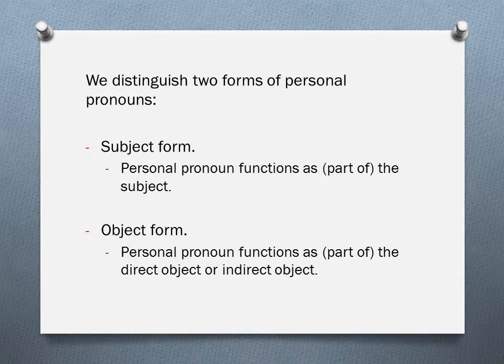As I mentioned earlier in this video, we distinguish two forms of personal pronouns, the subject form and the object form, and it might be a good idea to refresh your memory on basic sentence analysis. We use the subject form when the function of the personal pronoun in the sentence is the subject or a part of the subject. We use the object form of the personal pronoun when the function of that personal pronoun is the direct object, the indirect object, or a part of them.